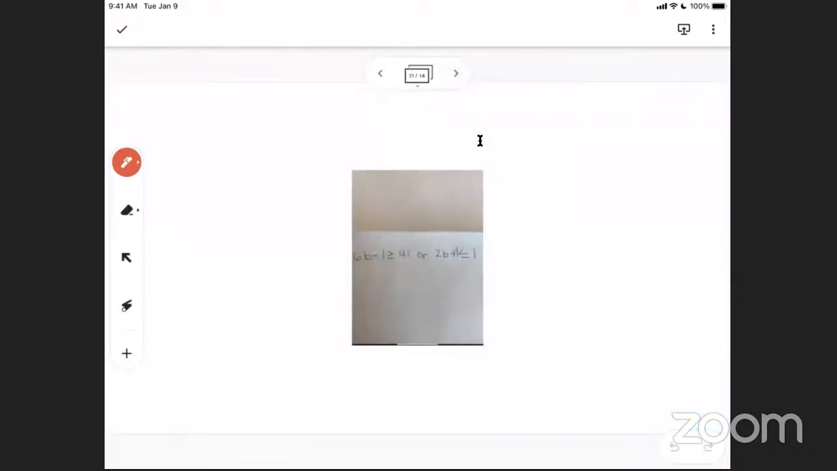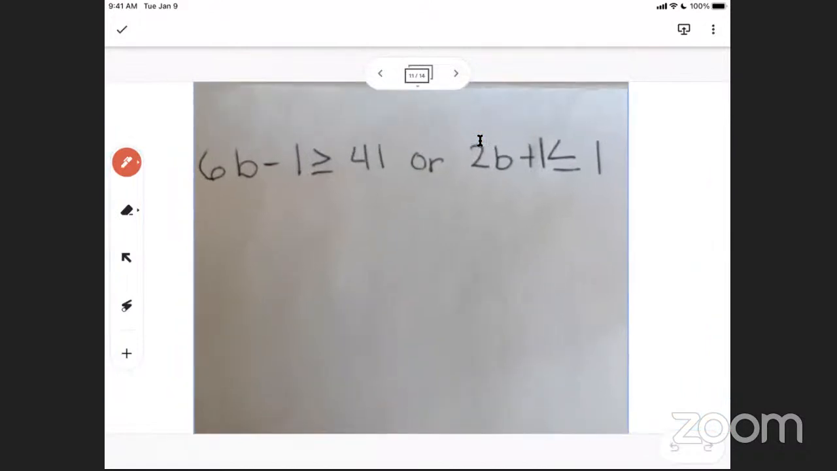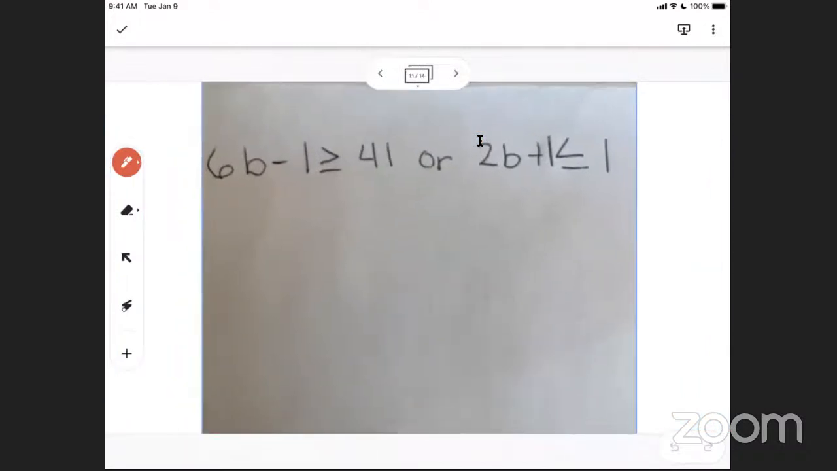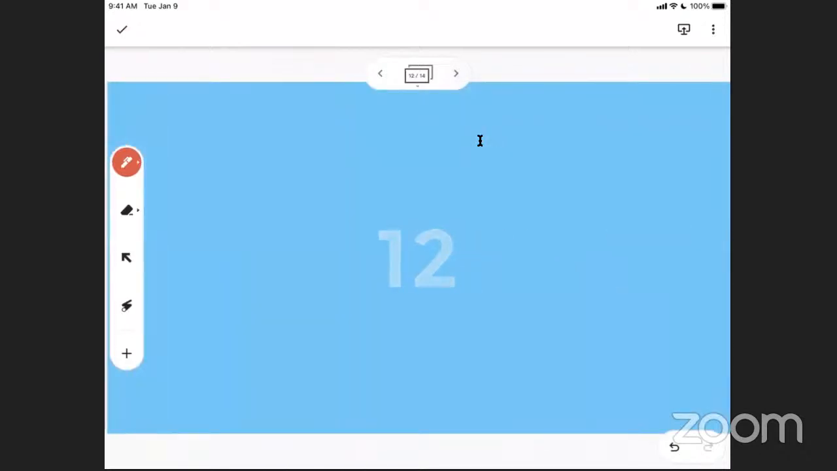Let's try another one. So I'm first going to add 1 to both sides. So 6b is greater than or equal to 42. This looks like one we already did, is it? Yeah. b is greater than or equal to 7, or I'm going to subtract 1, so b is less than or equal to 0. And again, flip them so that it looks better if you want to, but I think we did that one already. That was it. All right.